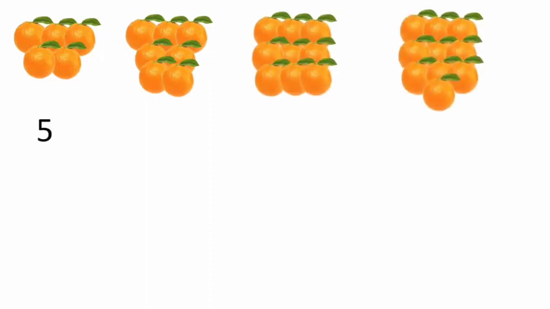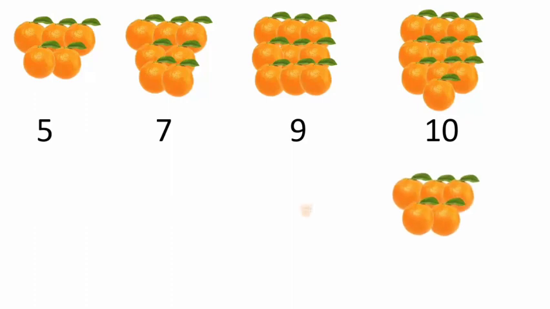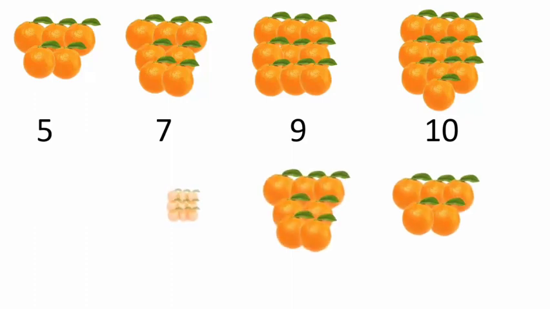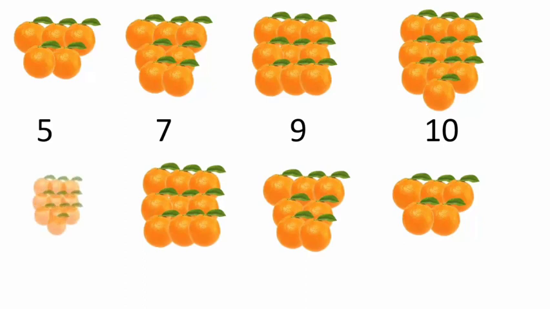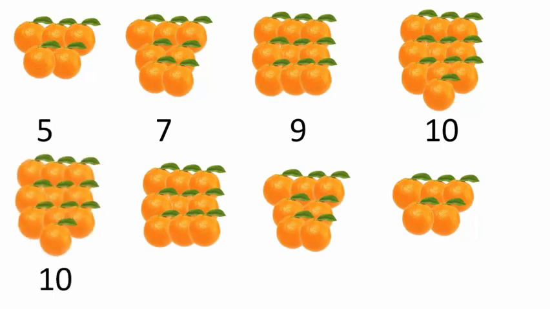Arranging the numbers in order from the smallest to the biggest is known as ascending order. From left to right, 5, 7, 9, 10. Just keep them from right to left: 10, 9, 7, 5. Arranging the numbers in order from the biggest to the smallest is known as descending order.